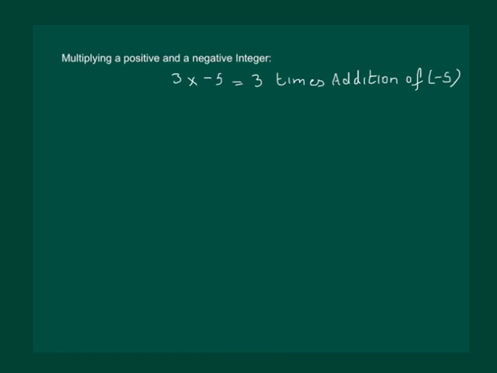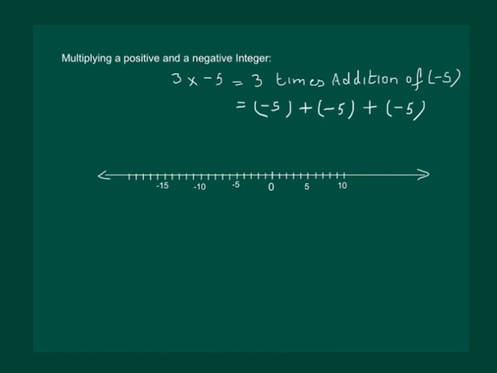Since multiplication is repeated addition, this would mean we have to add minus 5 3 times. So 3 into minus 5 becomes minus 5 plus minus 5 plus minus 5. Let us try to find the answer by representing on the number line. We start from 0 and add minus 5 plus minus 5 plus minus 5 and find that the answer is minus 15.